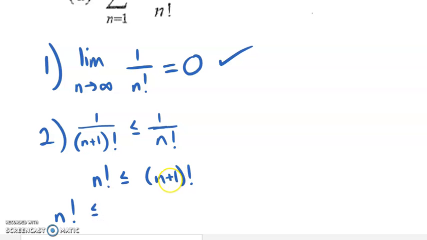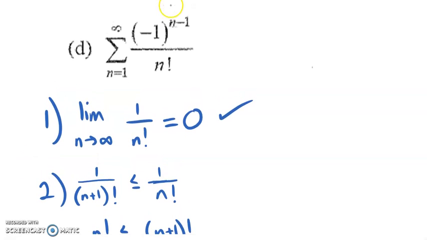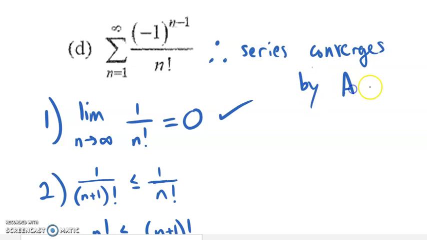All right, so remember that the factorial function can be defined recursively. N plus 1 factorial is the same thing as n plus 1 times n factorial. And then we can divide out the n factorials, and we get n plus 1 is greater than or equal to 1, which is definitely true. So that checks out as well. And that means that this original series passes the alternating series test. Therefore, the series converges by the alternating series test. Okay?